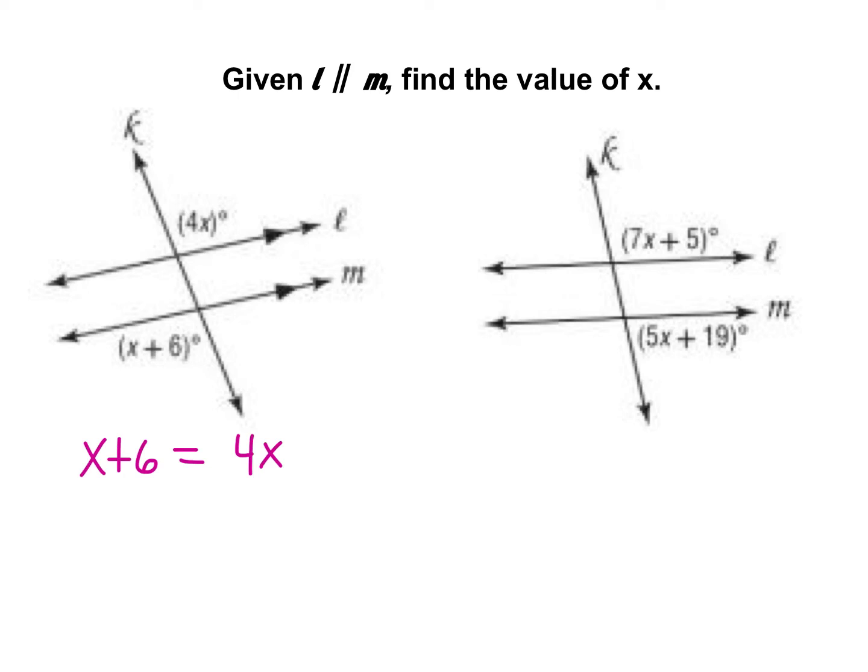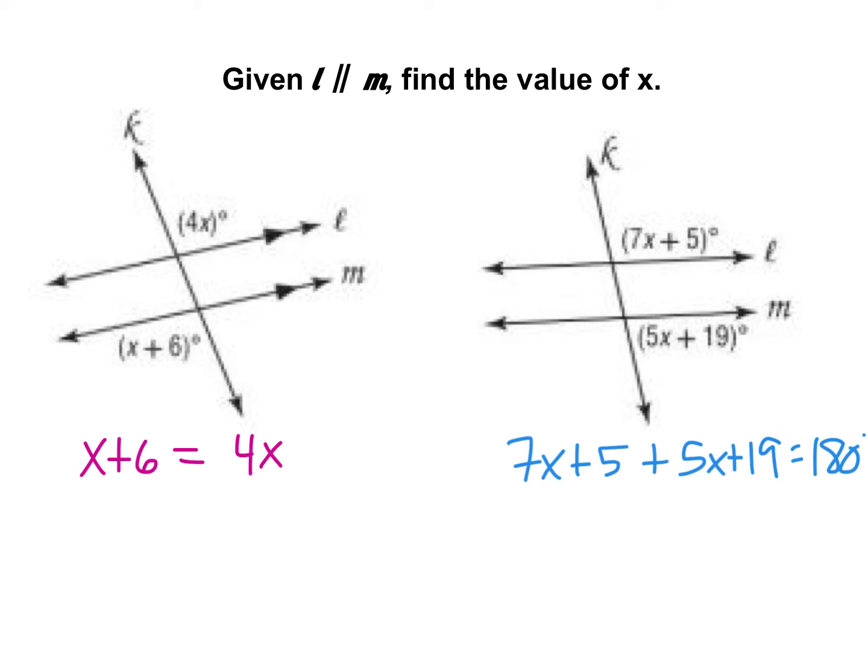On the second example, we have consecutive exterior angles. Okay? Consecutive exterior angles are supplementary. So that means that the first angle plus the second angle should add up to 180 degrees. Let me correct my handwriting here a little bit. Okay? They add up to 180. And then you solve for x.